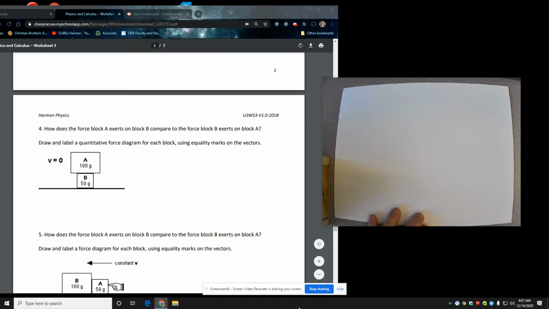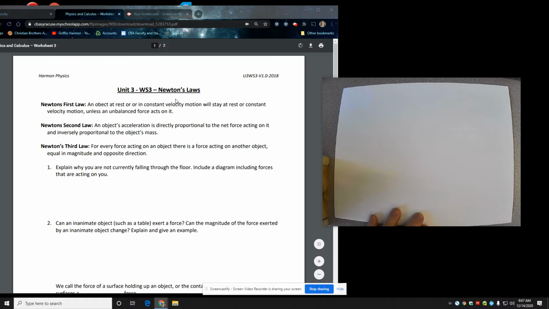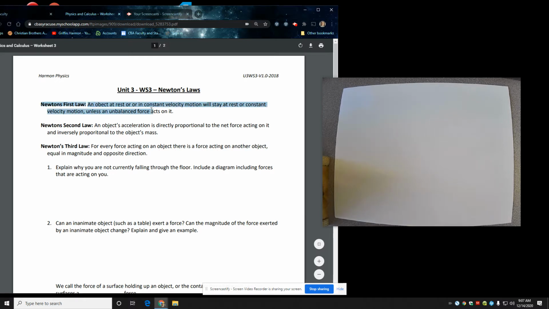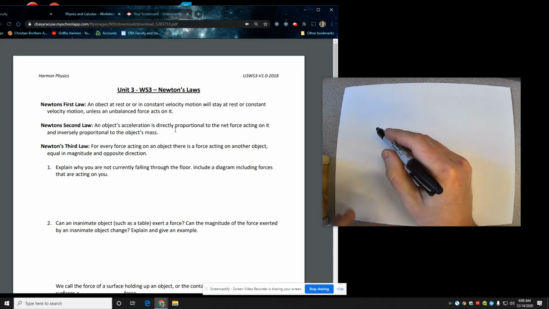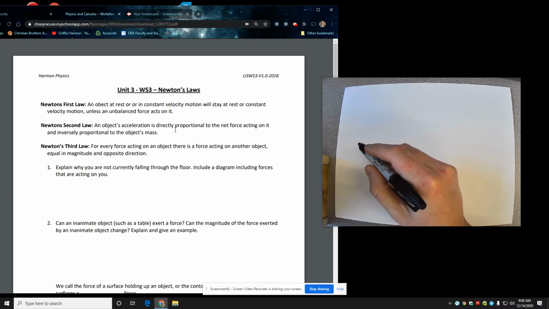All right, so this worksheet, this recap of Newton's laws, right? We had this in class, kind of collecting up some of the stuff we've done in class and compiling it in one location. So an object at rest or in constant velocity motion will stay at rest or constant velocity motion unless an unbalanced force acts on it. So that's, you give a bowling ball a push, it rolls across the classroom. It doesn't need a force to continue to propel it.